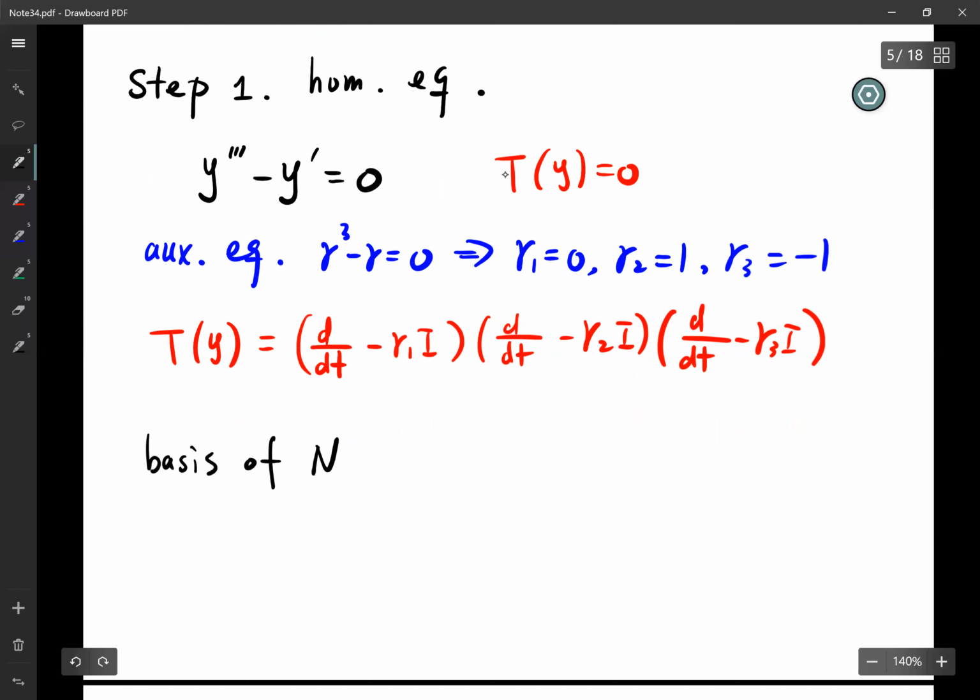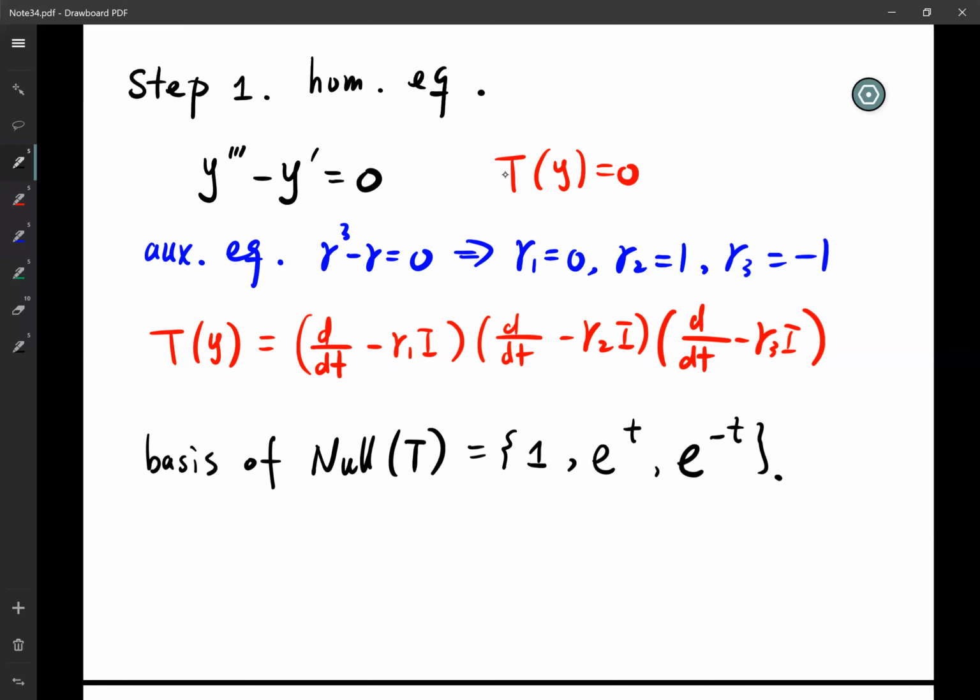Indeed, here the basis of the null space of T is: for root 0, exponential 0t is a constant, so the basis element is 1. For the next root, the basis element is exponential t. For this one, it is exponential minus t. Any question?